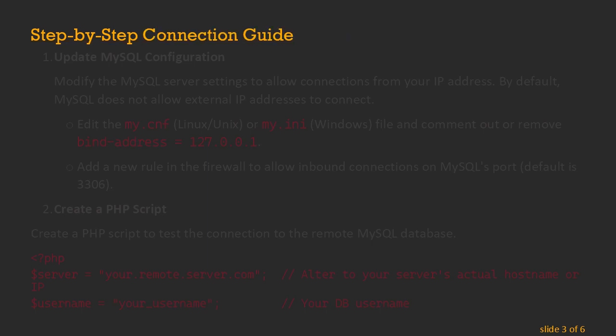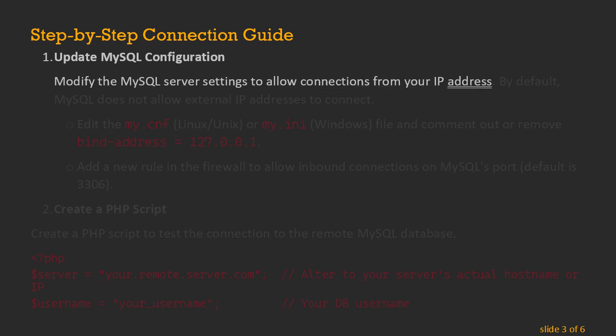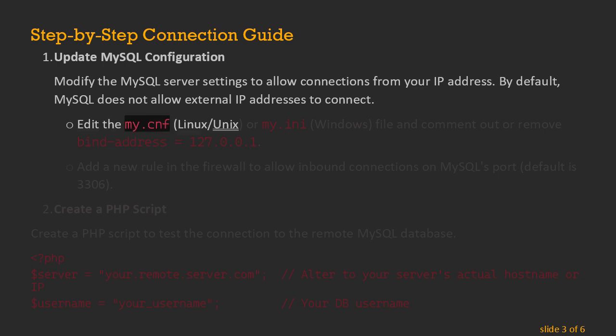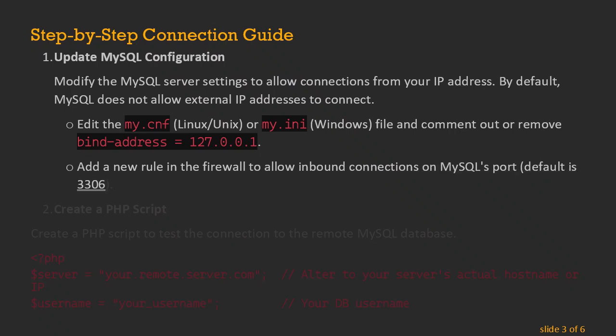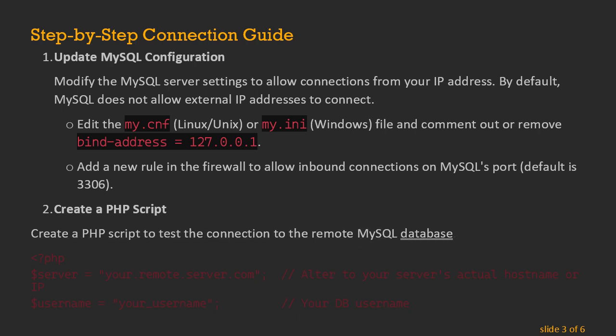Step-by-step connection guide. Update MySQL configuration. Modify the MySQL server settings to allow connections from your IP address. By default, MySQL does not allow external IP addresses to connect. Edit the my.cnf (Linux/Unix) or my.ini (Windows) file and comment out or remove bind-address = 127.0.0.1. Add a new rule in the firewall to allow inbound connections on MySQL's port. Default is 3306. Create a PHP script. Create a PHP script to test the connection to the remote MySQL database.